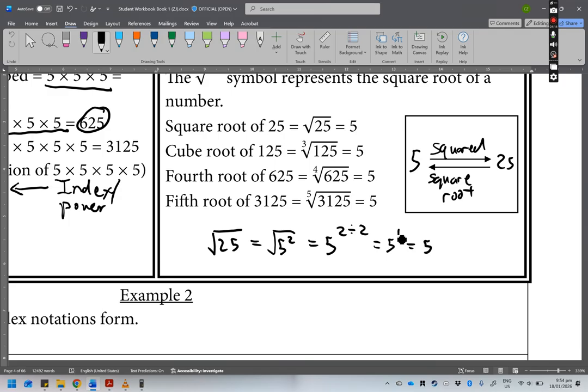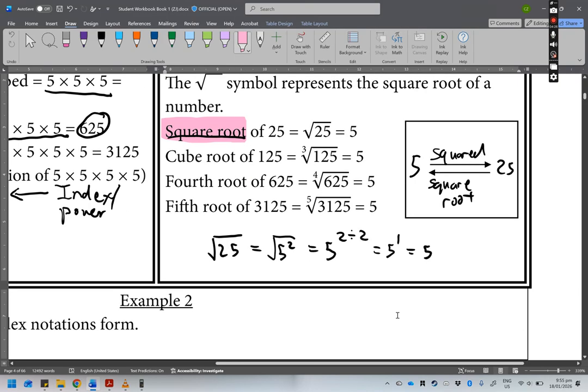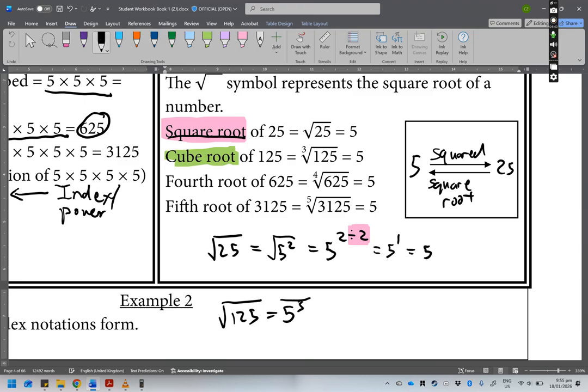Okay, so when we do a square root, it's as if we divided the power by 2. So cube root would be dividing the power by 3. So 125 is actually 5 to the power of 3, cube root. So this will give us 5 to the power of 3 divided by 3, which is 5 to the power of 1, which is 5 again.